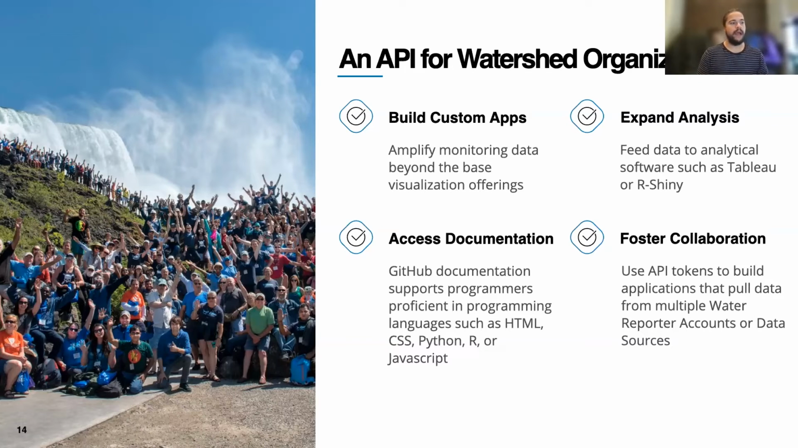Another component is we wanted the Water Reporter API to be accessible. So we put a lot of effort into the documentation to make sure that folks without a high developer background are able to utilize it. So if you have any experience in web development in HTML or CSS, and if you are a data science practitioner using Python, R, or JavaScript, it shouldn't be difficult for you to get your head around the Water Reporter API. And last but not least, we wanted to foster collaboration.